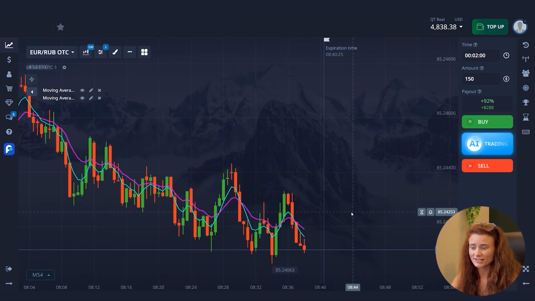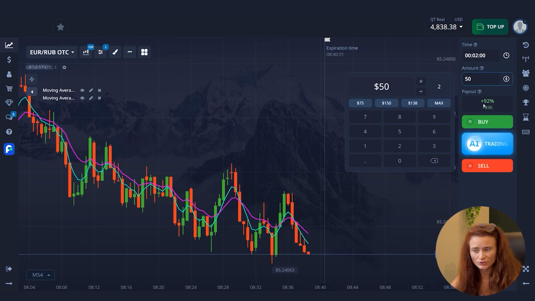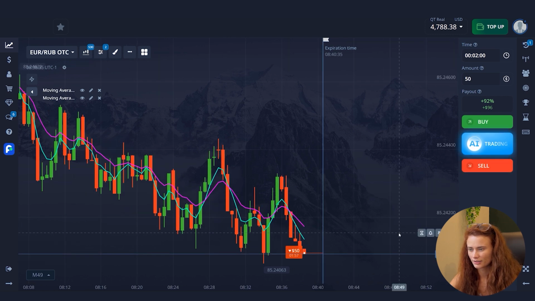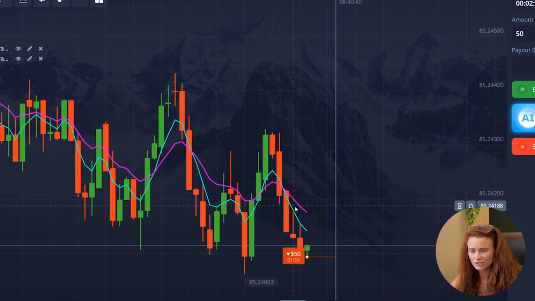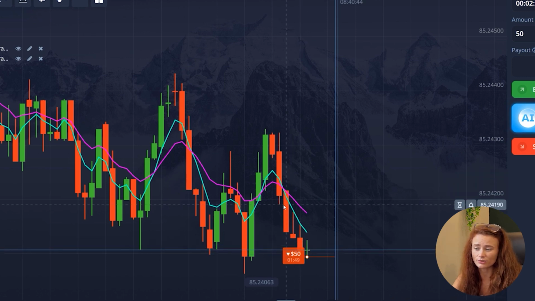Oh, this is an interesting situation. Let's open a trade and解 the most common mistake. I will limit the amount of the trade to $50 and open a trade on price reduction. And so look, the moving average indicator lines crossed each other. Now the indicator lines are directed downwards, which means a decrease in price.